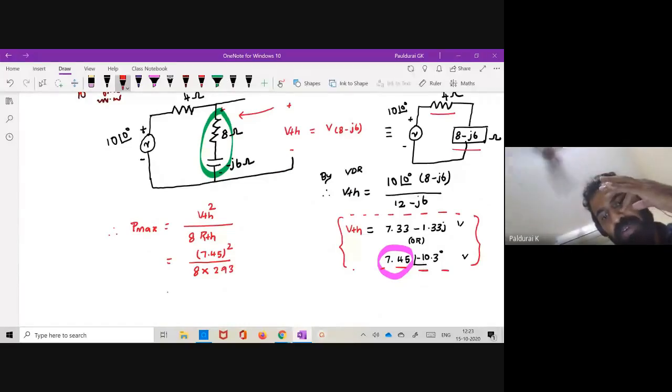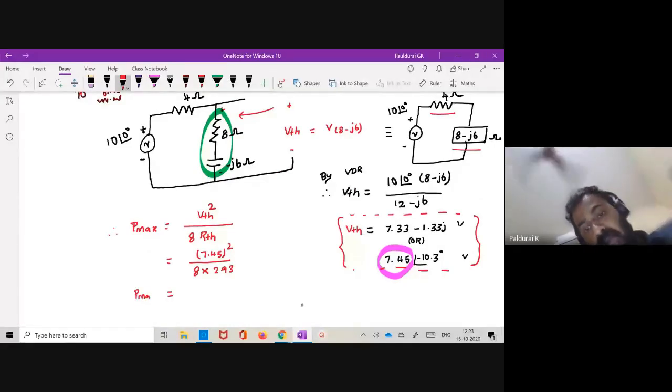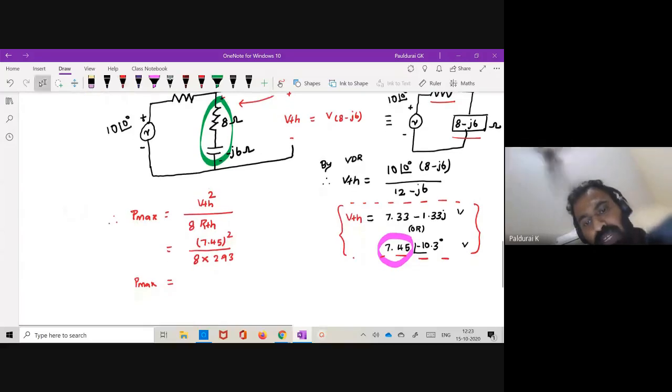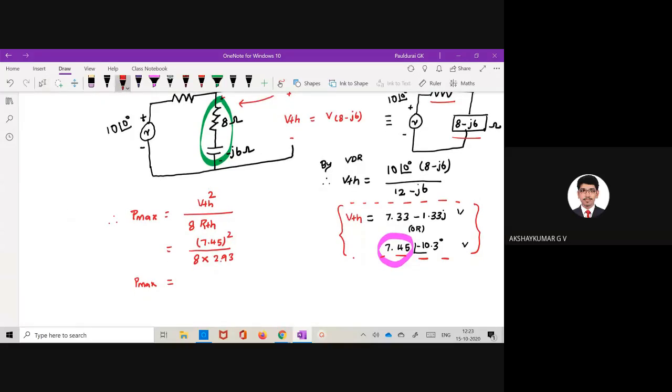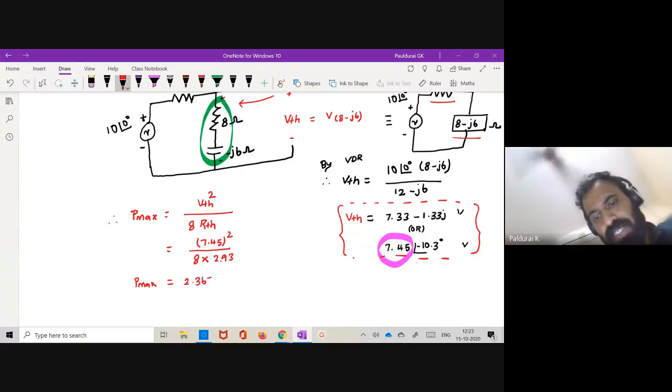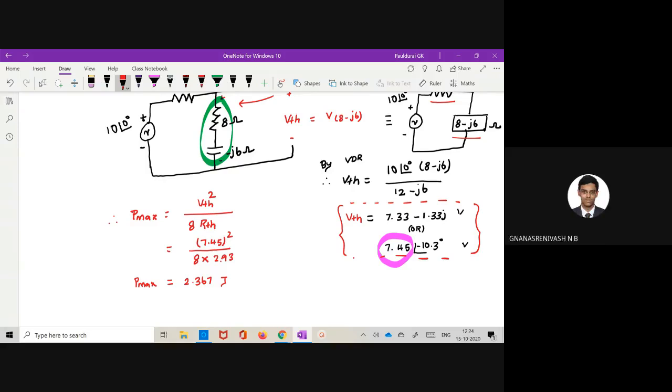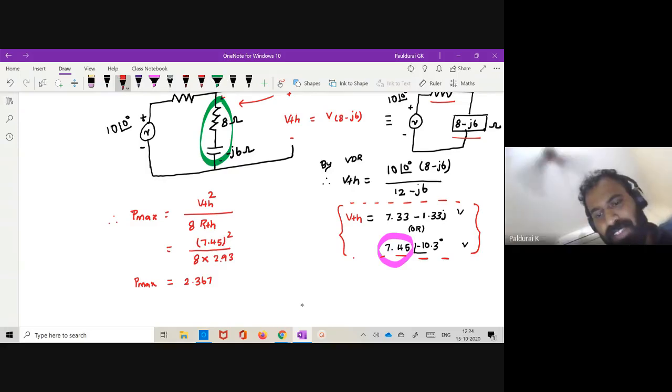What is this value? Anyone? 7.45 the whole square divided by 8 times 2.93 is 2.367. What's the unit for power? Joules. Correct? Power, watts, sir. Watts. Okay. Yeah, very good. So P max.